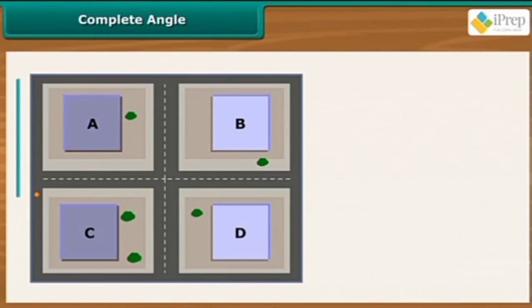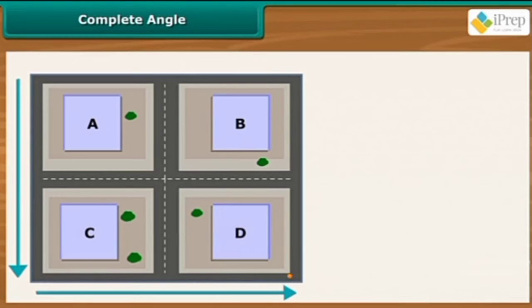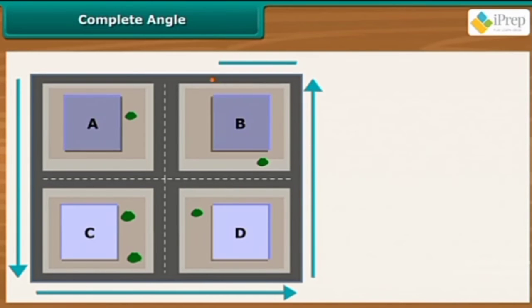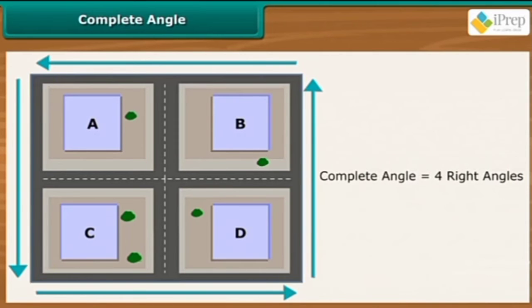Complete angle. Let us take a second look at the first route that Rajiv takes for jogging. He jogs from pocket A to C to D to B and then back to A. In a single round, he covers 4 right angles. In other words, he covers a complete angle of 360 degrees.